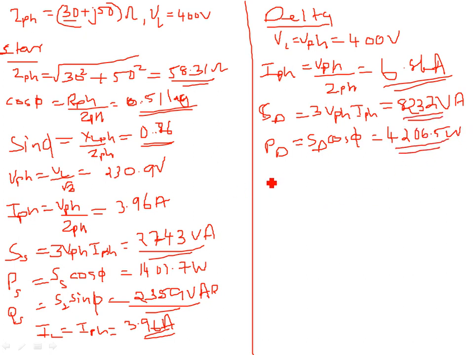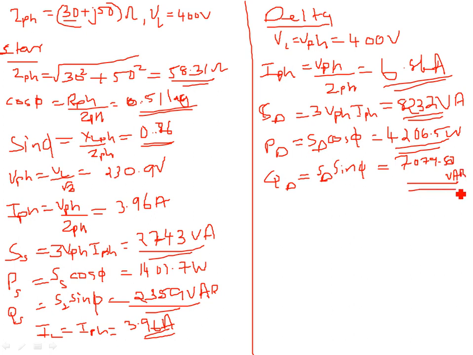Now coming to reactive power. Reactive power is given by Q delta. Q delta is given by S delta into sin phi. S delta is 8232 into sin phi, which is 0.86. That comes to 7079.52 volt ampere reactive. Okay.